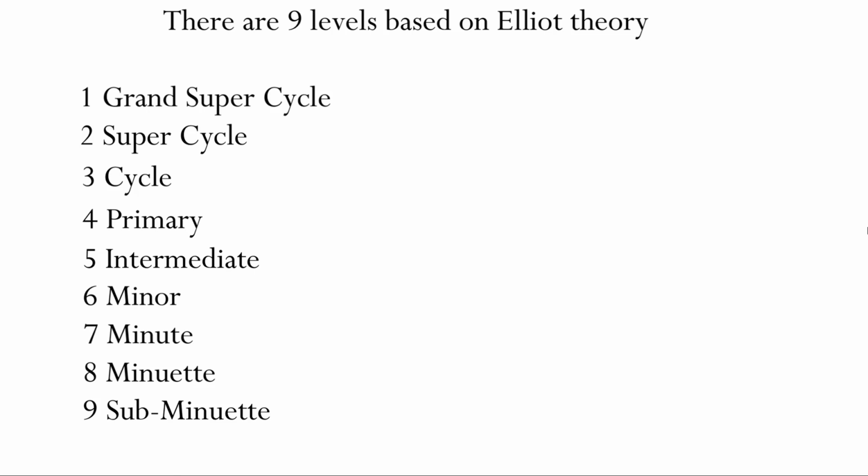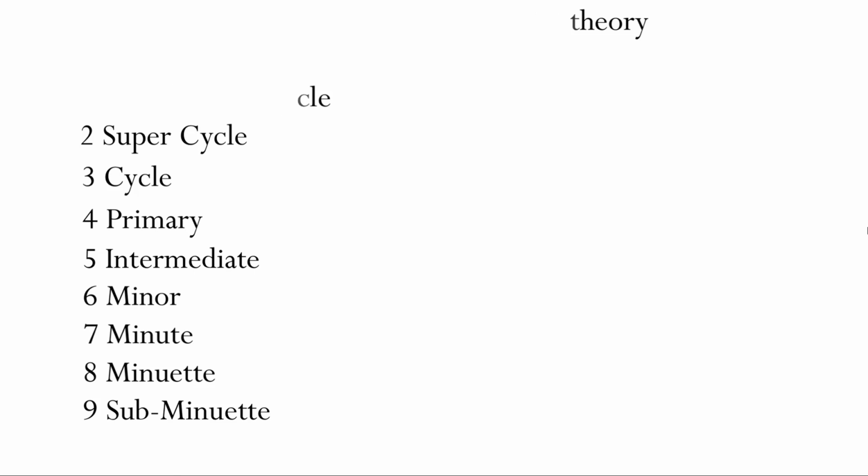A grand supercycle is made up of supercycles, made up of cycle waves, made up of primary waves, made up of intermediate waves, made up of minor waves, made up of minute waves, made up of minutes, made up of sub-minute waves.